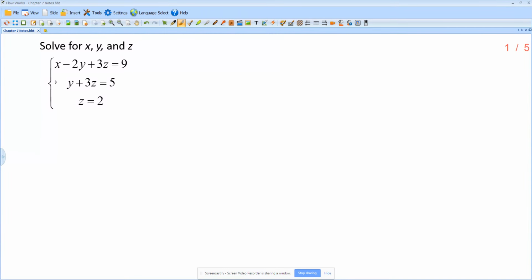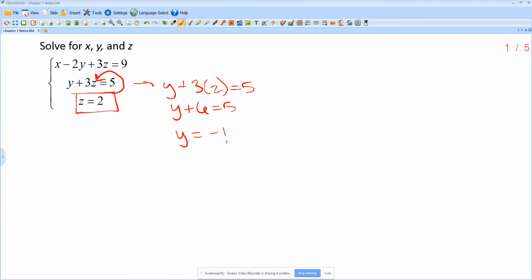Looking at this system, I can see that there are 3 equations and 3 variables. That's something that I sort of need, depending upon the number of variables. What I know is that z is equal to 2, and so that really is already solved. What I can do with that is substitute it into this middle equation, because that will allow me to solve for y. So from that, I would get y plus 3 times 2 equals 5. So y plus 6 equals 5, so y equals -1.